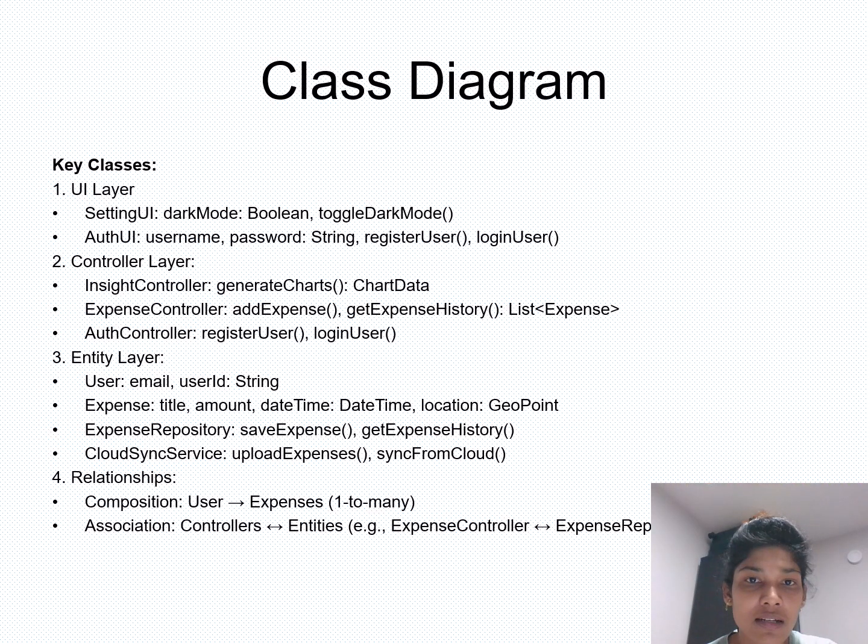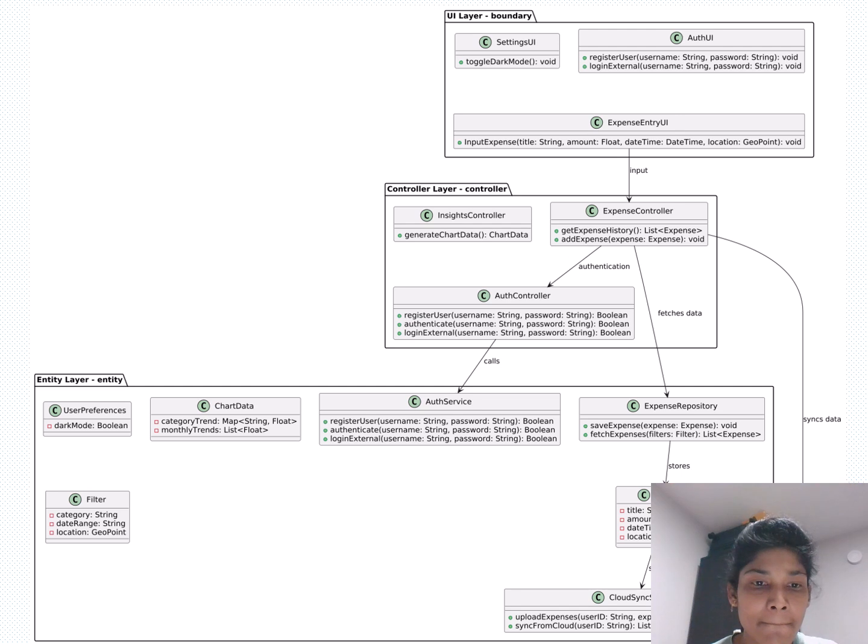And next, class diagram. Here are some key classes. This UML class diagram breaks the app into UI, controller, and entity layers. It shows relationships between components like users, expenses, and services such as cloud sync and authentication. The key classes are UI layer, control layer, entity layer, relationships. This is the UML class diagram of the application.